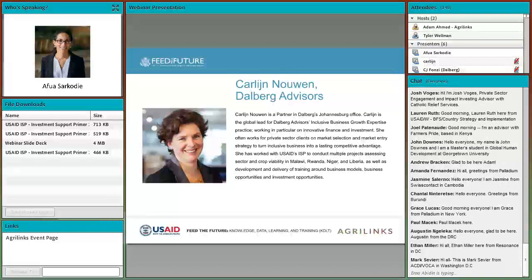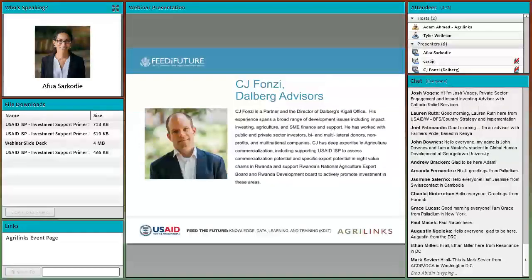She has spent much of the duration of the investment support program working side by side with USAID missions on market selection, market entry, product identification and commercialization opportunities. This includes working with missions in Malawi, Rwanda, Niger, Liberia, Guinea, and Sierra Leone, just to name a few.